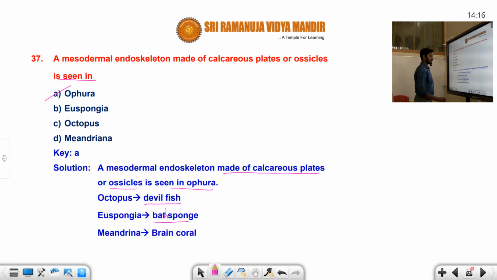Coral reefs. It is a common example for coral reefs. So here this is not at all of mesodermal origin; only the mesodermal origin one is correct, so 37 is A, right.